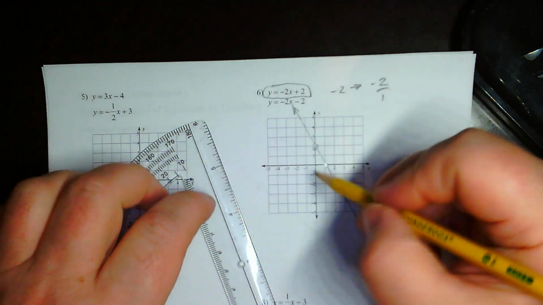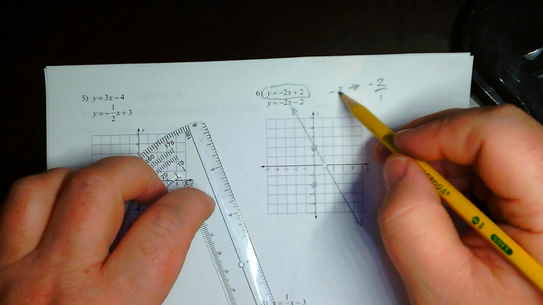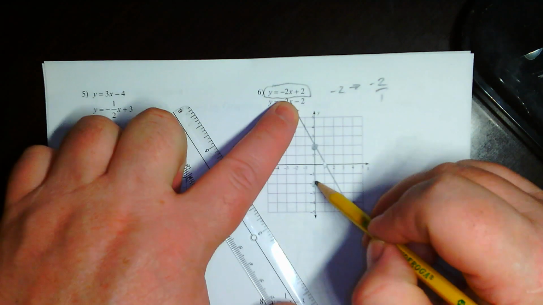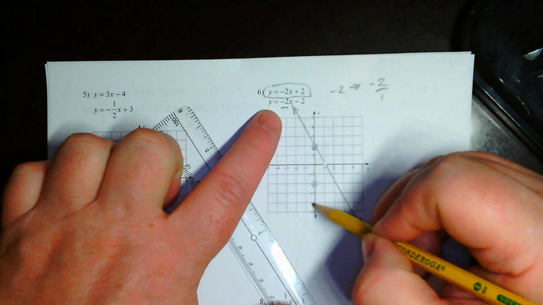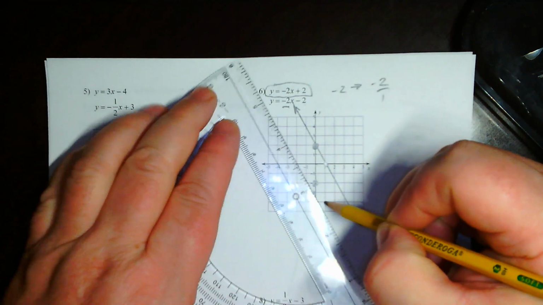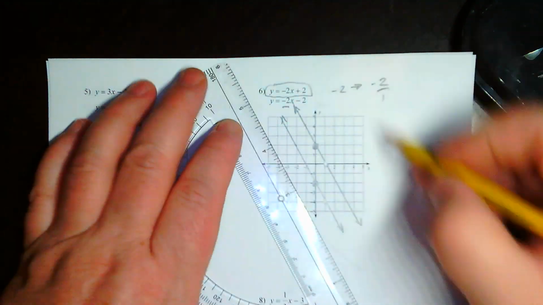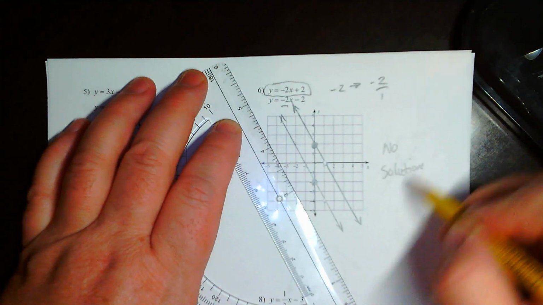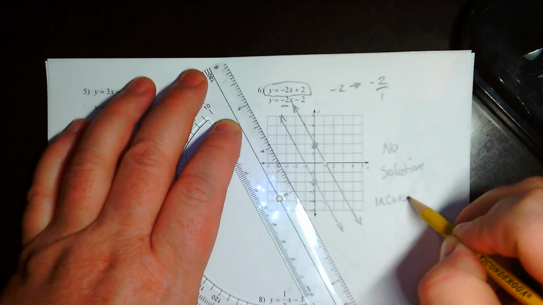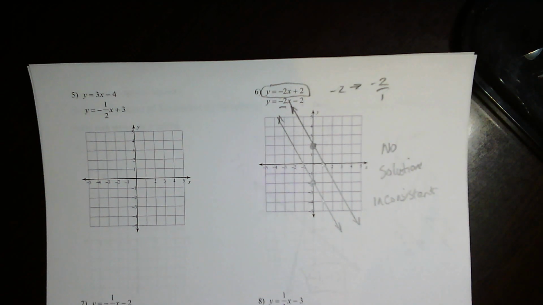Now let's look at the other one. Our other one has a y-intercept at -2. It has a slope of -2 also. So -2 here, that's our y-intercept. But then it has a slope of -2, so down 2 over 1. These lines are parallel. They have the same exact slope. So that has no solution. It's called inconsistent. I don't know if you remember that from before, but that's how it works. Inconsistent, no solution.